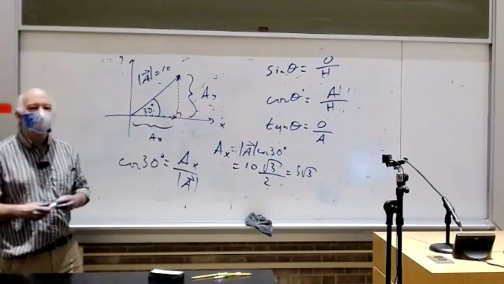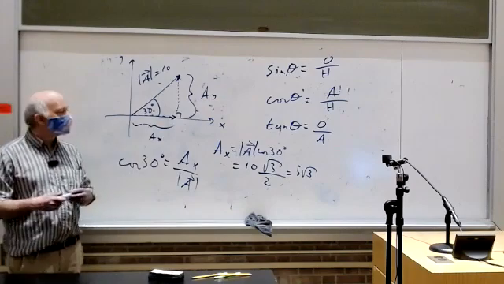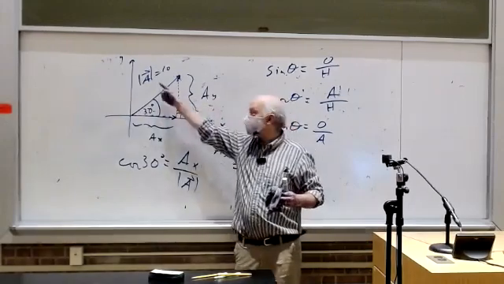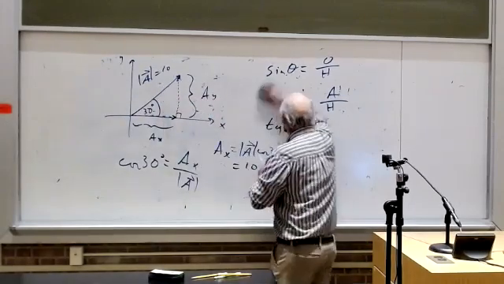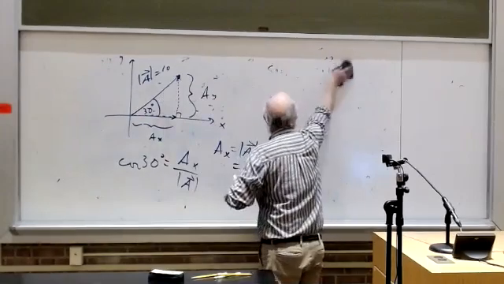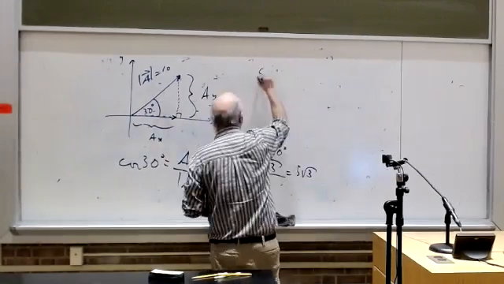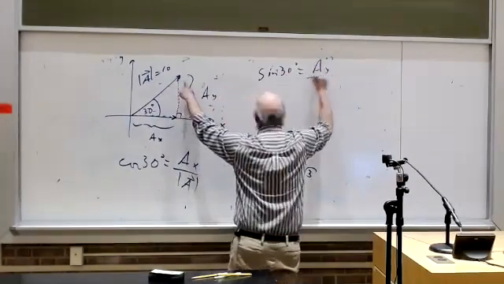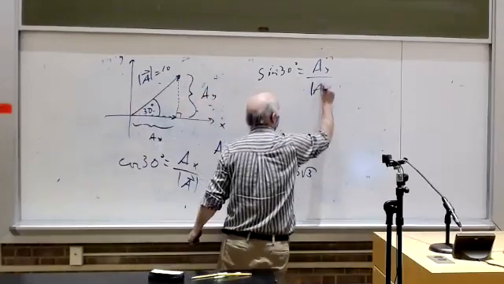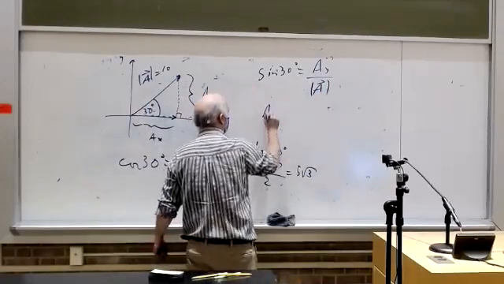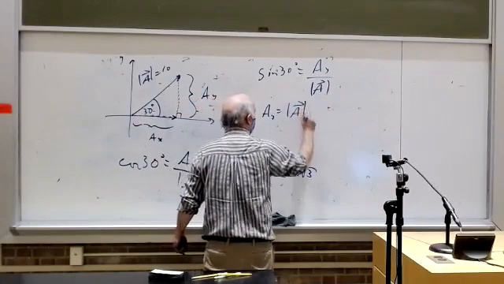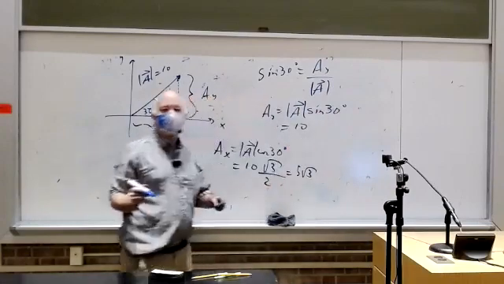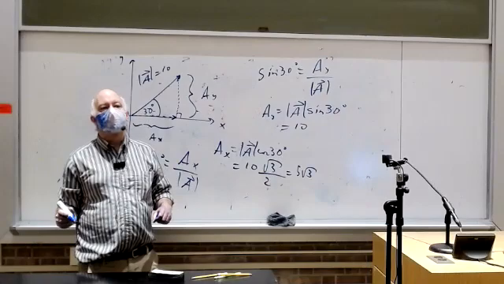Tell me how to find AY. Yeah. So if I go over here, now I want the opposite side, and I have the hypotenuse. So now I'm going to do a sine. Sine of 30 equals my opposite side over my hypotenuse. This over here tells me AY is magnitude of A sine of 30 degrees. This is 10. Sine of 30 is 1/2.